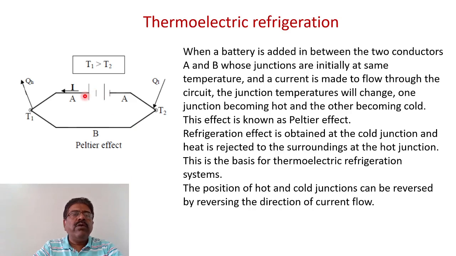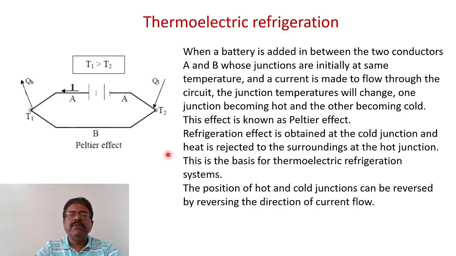Now let us assume that we have connected a battery here. Because of that, some current flows in this particular circuit. When such a current flows through this circuit, the junction temperature will change. One junction will become hot and the other junction will become cold. This effect is known as the Peltier effect.